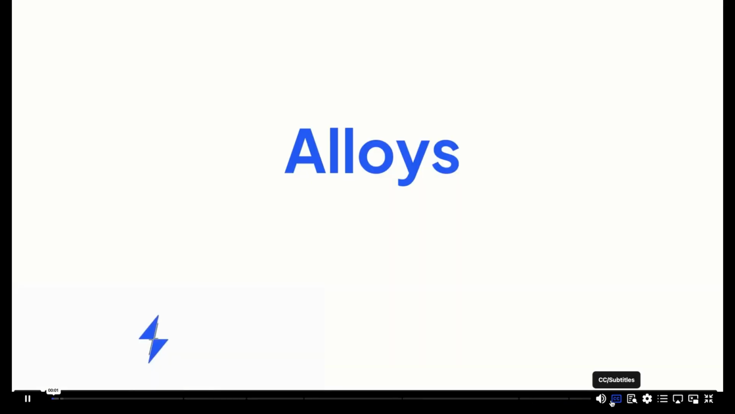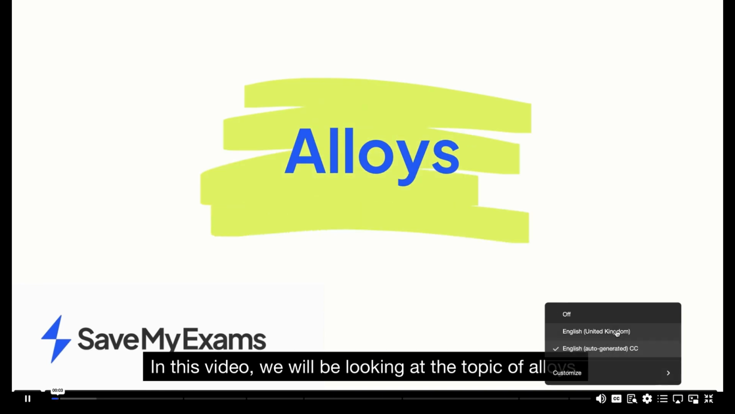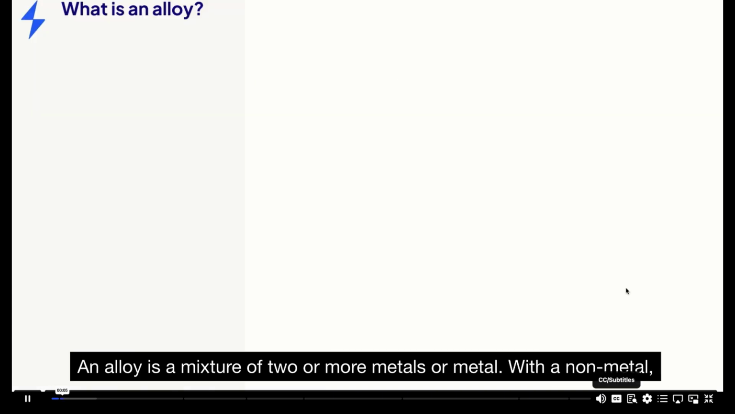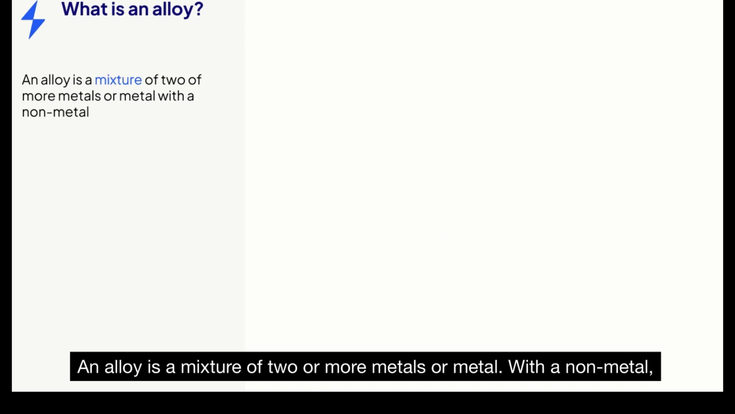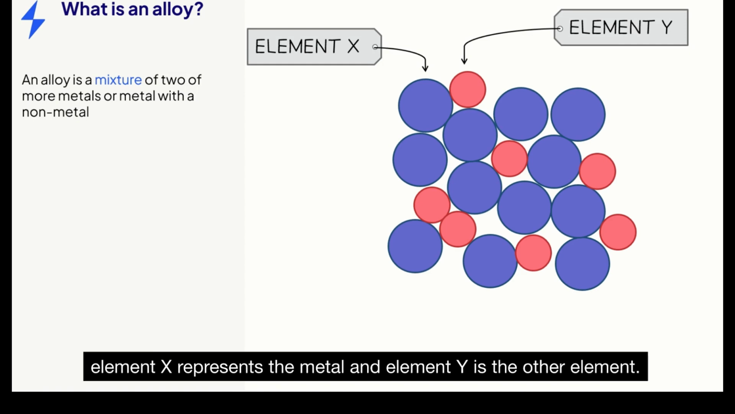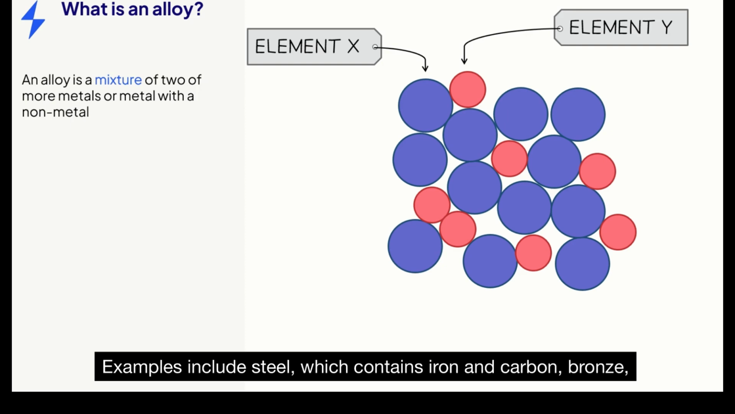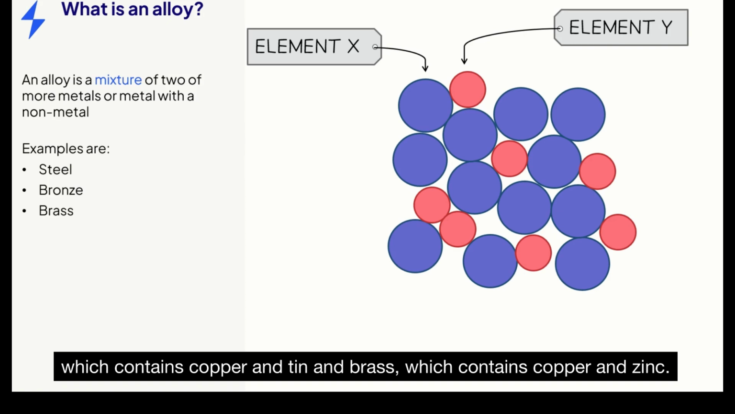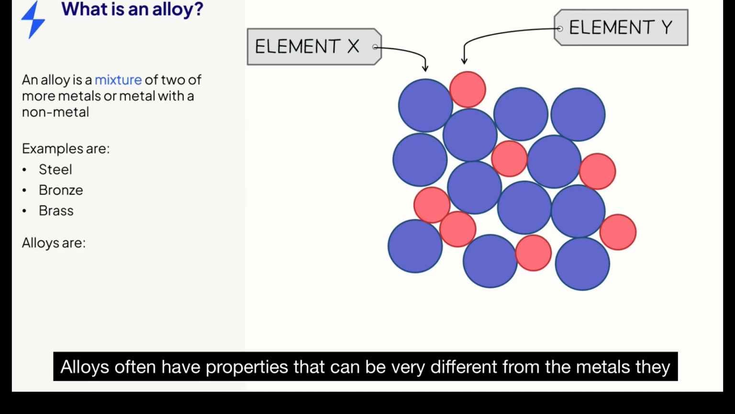In this video, we will be looking at the topic of alloys. An alloy is a mixture of two or more metals, or metal with a non-metal. At least one of the elements must be a metal. Here, element X represents the metal, and element Y is the other element. Examples include steel, which contains iron and carbon, bronze, which contains copper and tin, and brass, which contains copper and zinc.